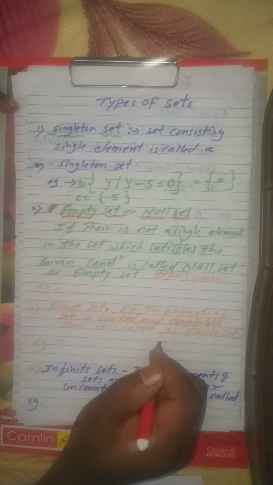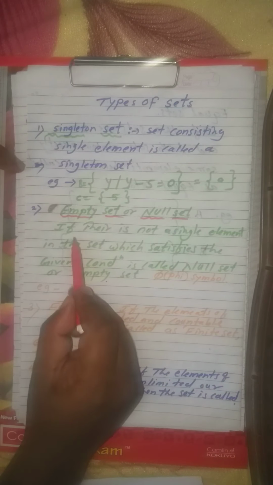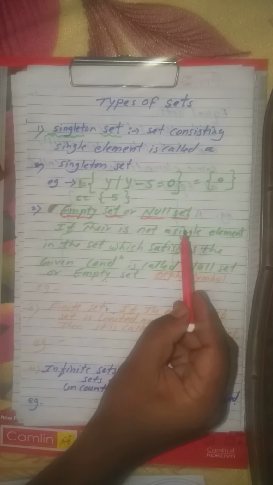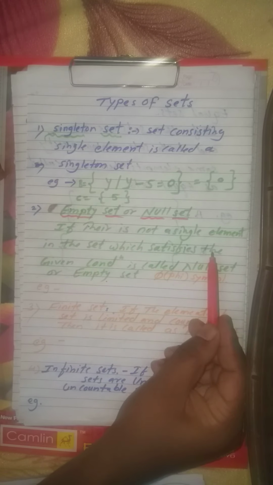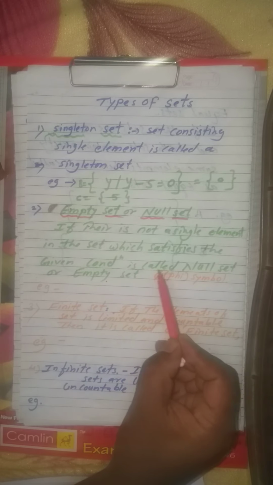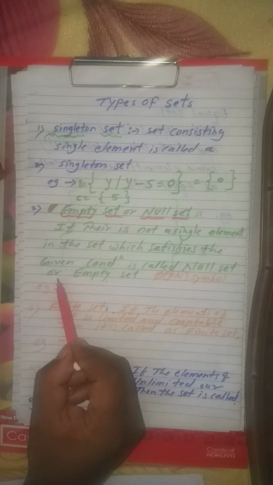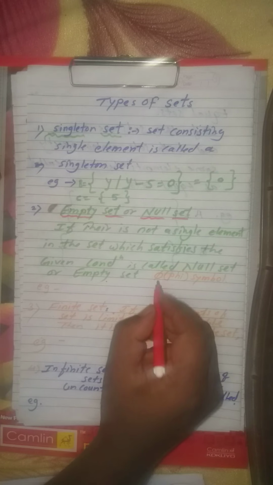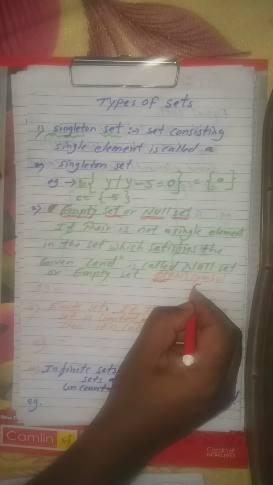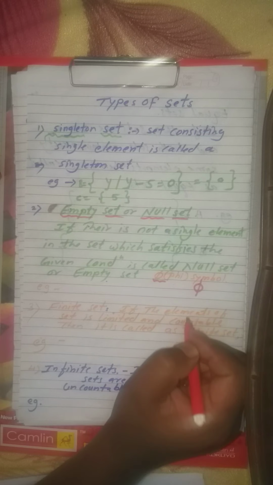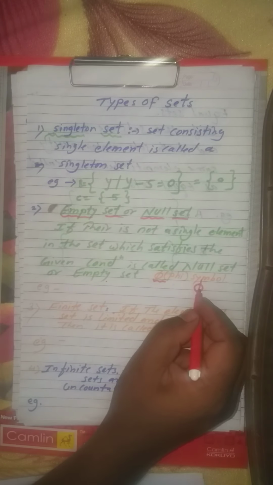Second is the empty set, which is also called a null set. Null means nothing. If there is not a single element in the set which satisfies the given condition, it is called a null set or empty set, and it is denoted by the sign phi, a circle with a line through it.